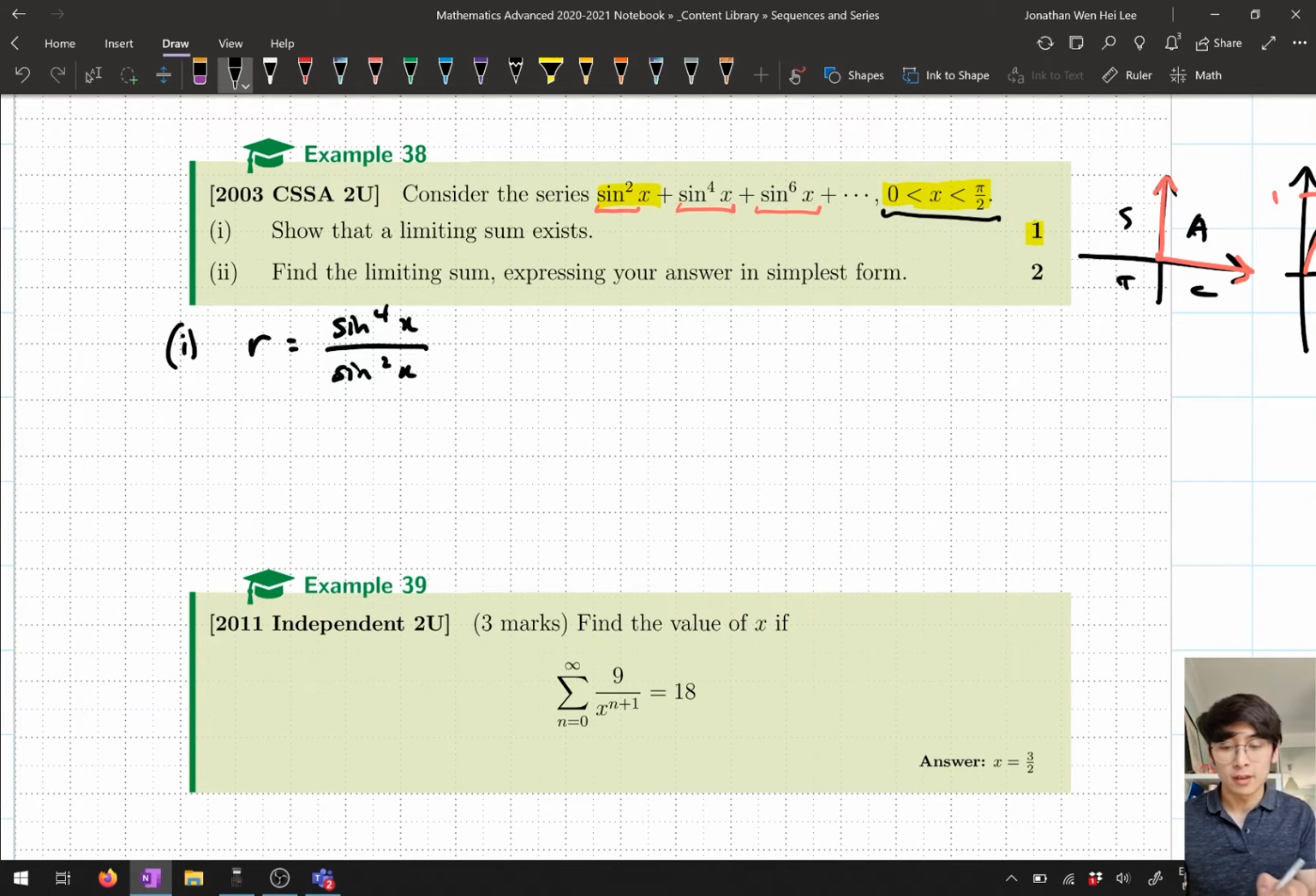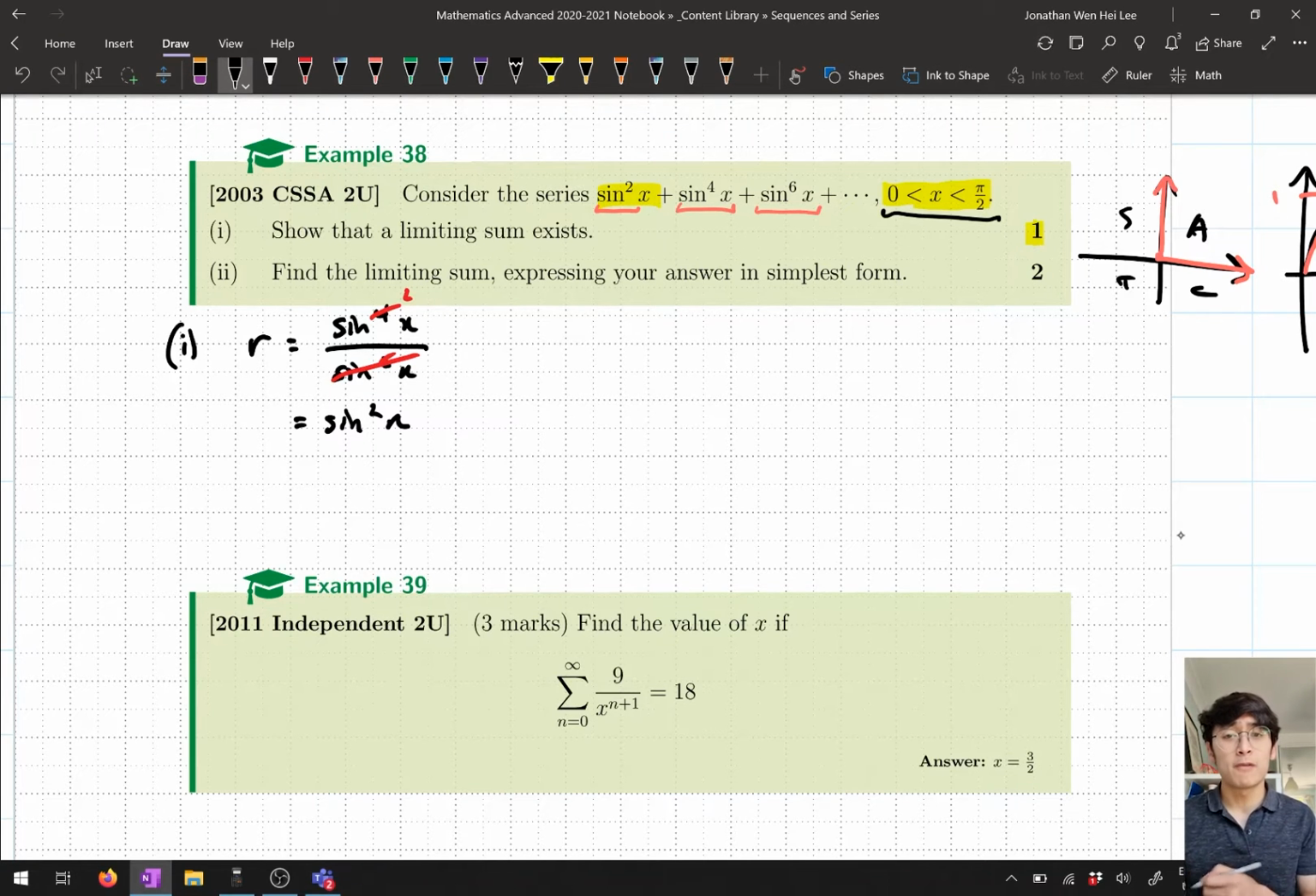So here I can simplify this. I've got sine to the power 4 divided by sine to the power 2. And so these powers will cancel out, and I'm left with a power 2. And so here, the common ratio is sine squared x. I'm multiplying by sine squared x to get to the next term.